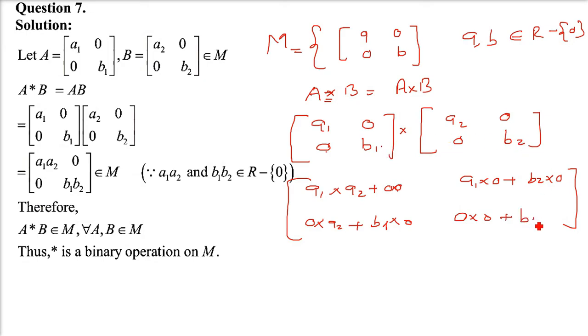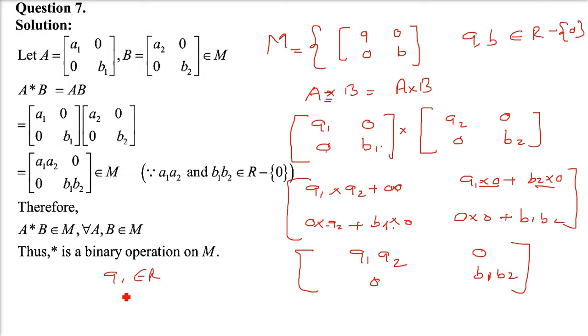Okay. So what do you get ultimately? This is 0, this is also 0, so you get a1 a2, 0, 0, and b1 b2. So what do you get here? You remember a1 and a2 we are taking from real numbers, no zeros here, because R minus 0 means you cannot take 0. So if a1 belongs to real numbers, a2 also belongs to real numbers.